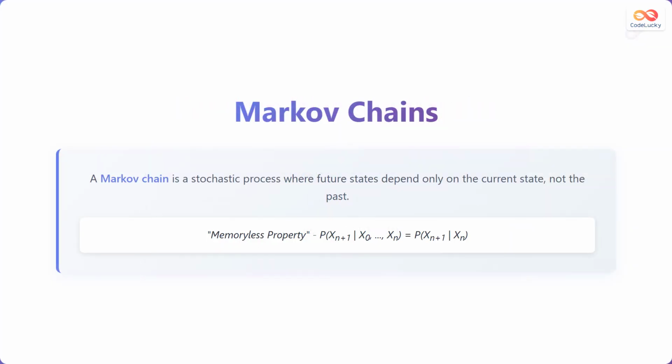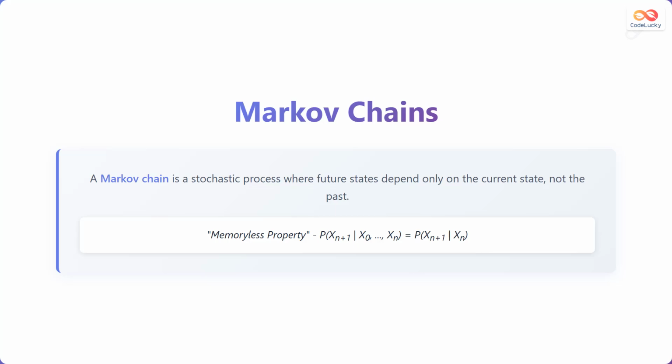Let's move on to Markov chains. A Markov chain is a stochastic process where future states depend only on the current state and not on the past. Imagine a game where the next move depends only on where you are now, not on how you got there. This is a Markov chain.